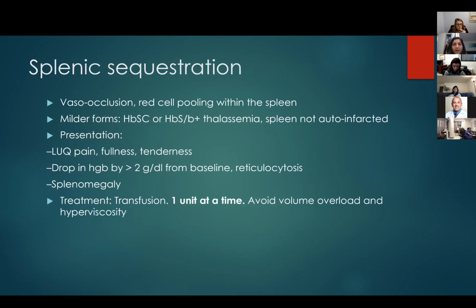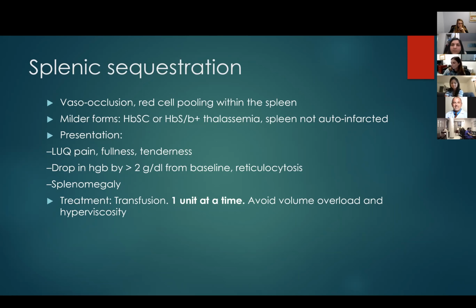So let's talk a little bit about splenic sequestration. This happens because these RBCs are less deformable. They go and get stuck in the capillaries within the spleen. And you don't really see this in patients with hemoglobin SS or hemoglobin S beta 0 because they have already auto-infarcted their spleen as early as less than 2 years of age. So you would see this in milder forms of sickle cell disease like hemoglobin SC or hemoglobin S beta plus thal.